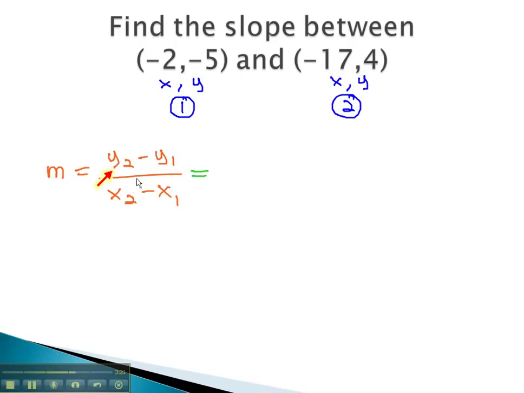y2 is the y from the second point. This would be 4. Minus y1, y from the first point, would be -5. Over x2, x from the second point, is -17. Minus x1, x from the first point, is -2.